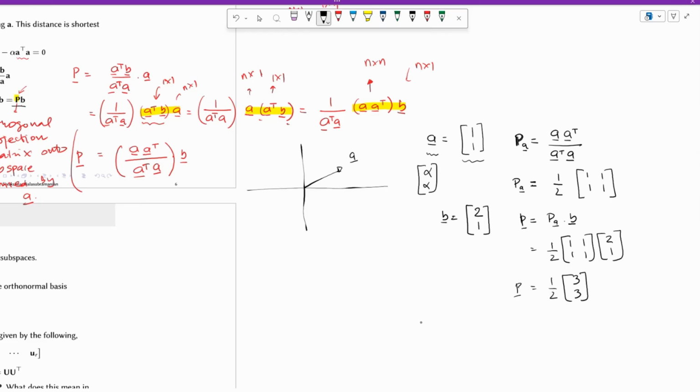Let's do another example. Let's say my A now is 2 1. What is my projection matrix?